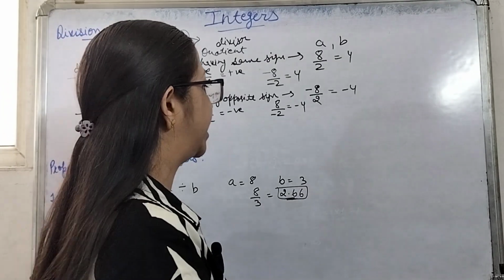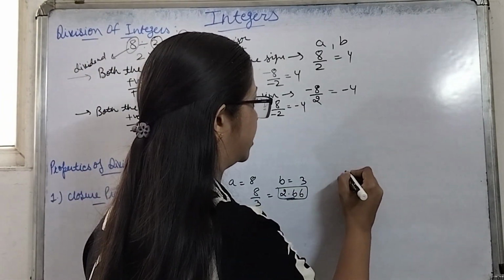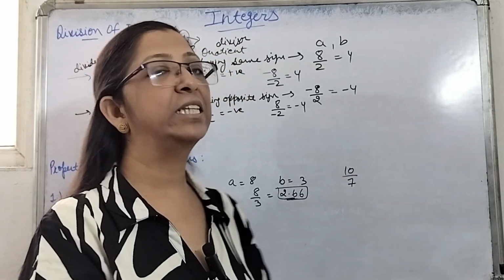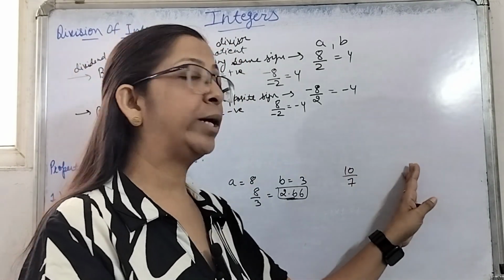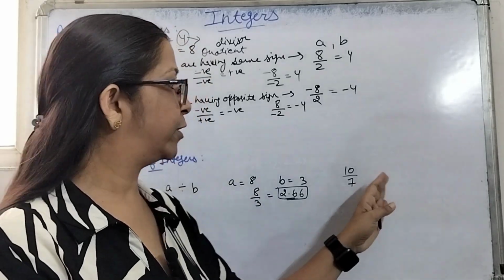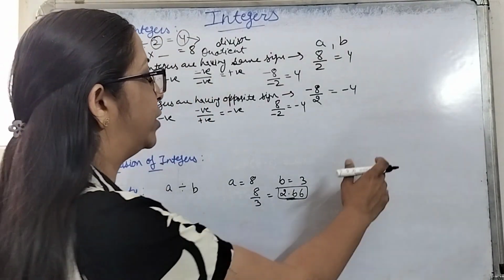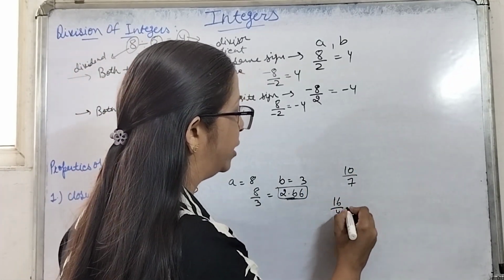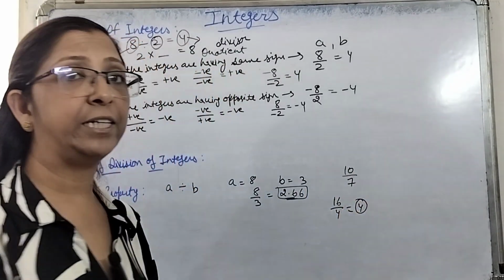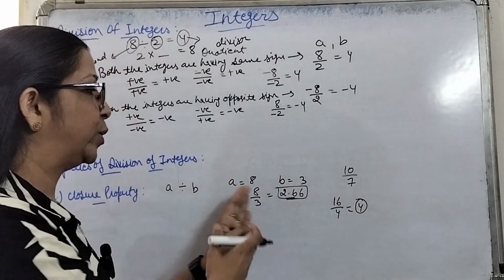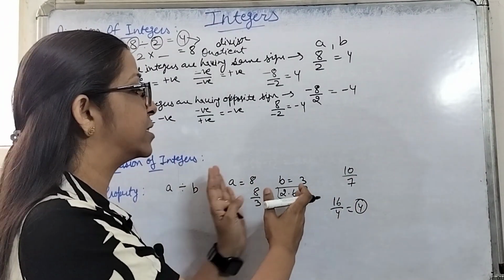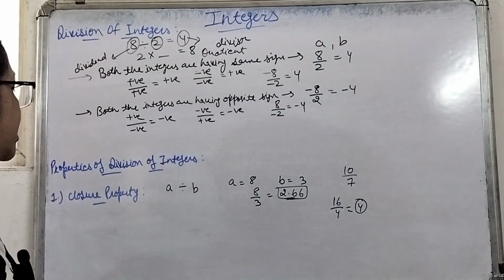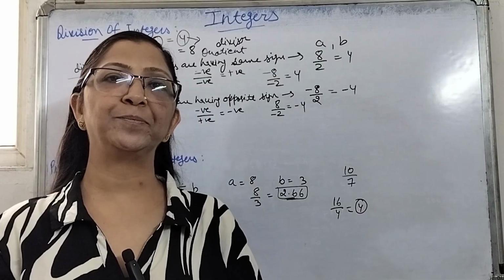Another example: suppose the dividend is 10 and the divisor is 7. If we divide these two, the quotient will again not be an integer; it will come in decimals. But if we take 16 divided by 4, the answer is 4, which is an integer. So in some cases we get an integer quotient, but in most cases we do not. That's the reason we say that division of integers does not satisfy the closure property.